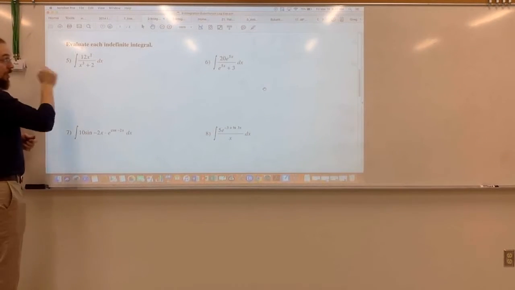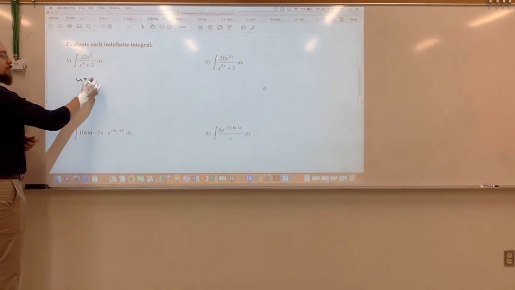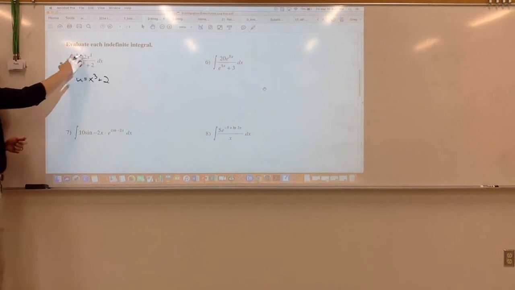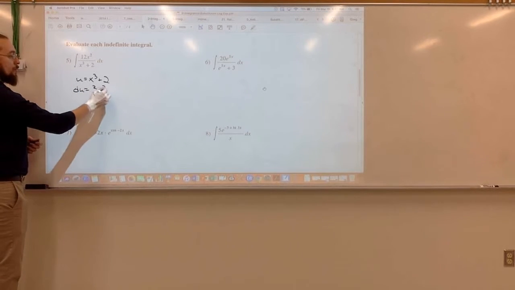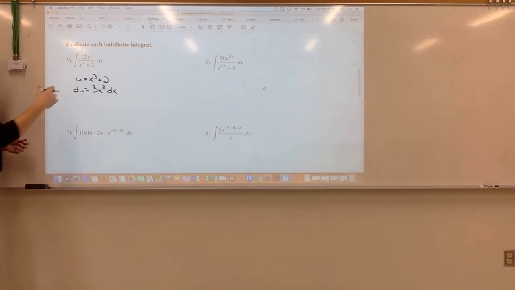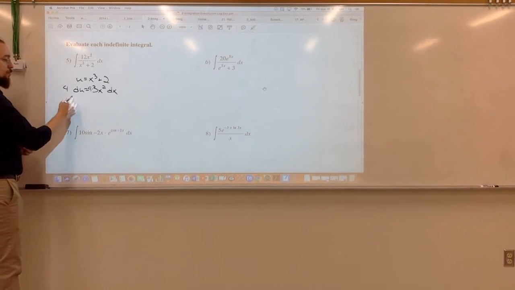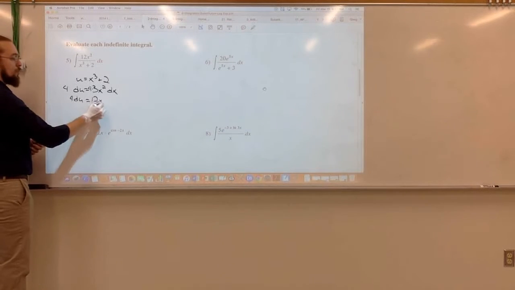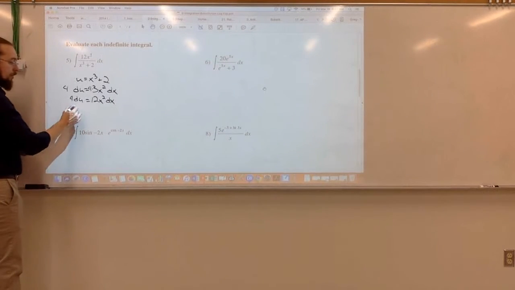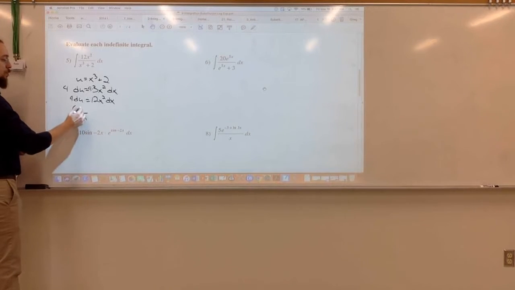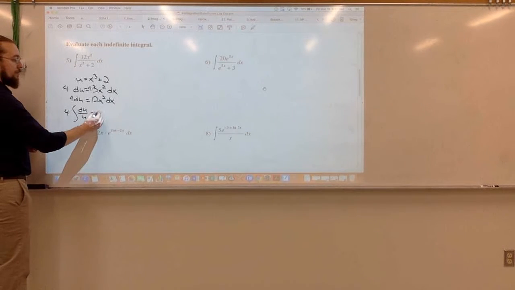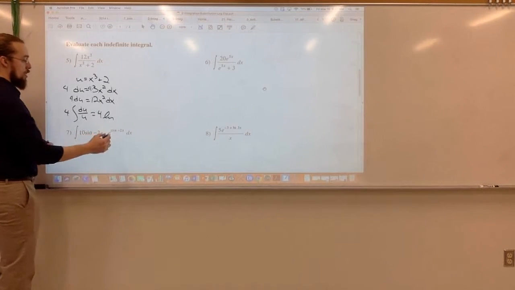So my u, I'm going to make x cubed plus 2, right? Because 12x squared would be a multiple of its derivative. So my du then is 3x squared dx, but I want it to be 12x squared. So multiply by 4. So 4 du equals 12x squared dx. Do my u substitution. So I would have 4 du over u.